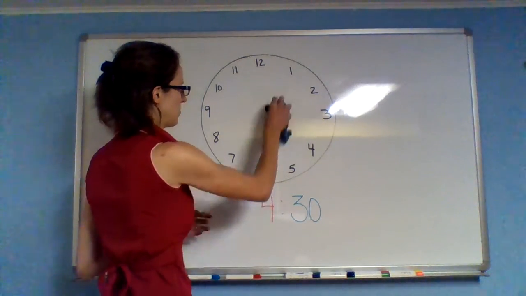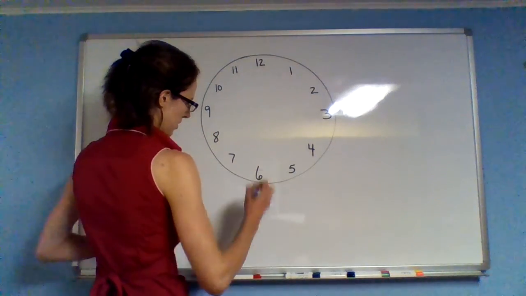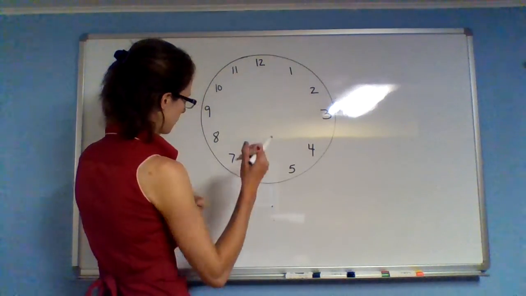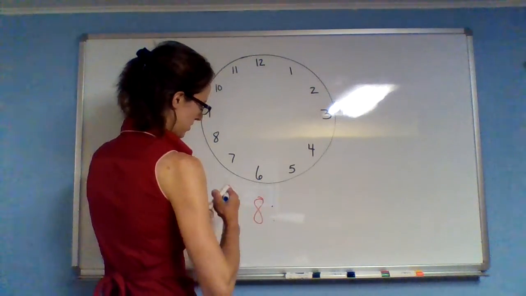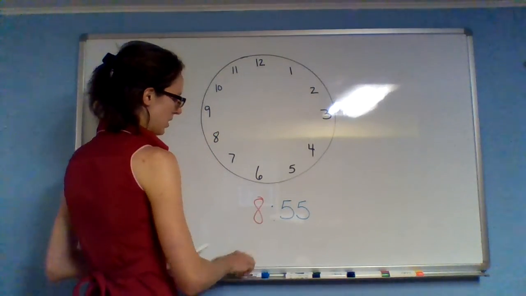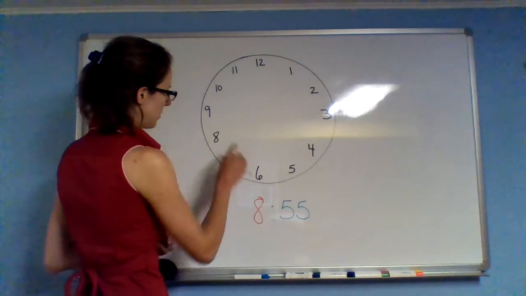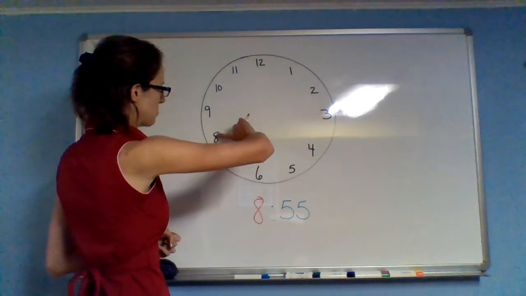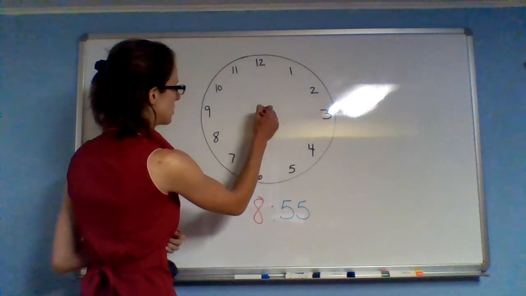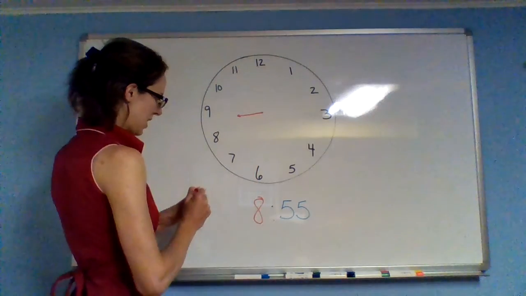If I have a time, for example, of 8:55, my short hand is going to be between the 8 and the 9. It's not going to be right at the 8 because remember it's moving towards the next number. 55 is pretty close to the next number, so this is almost going to be at the 9.